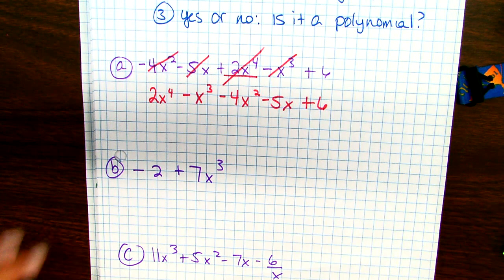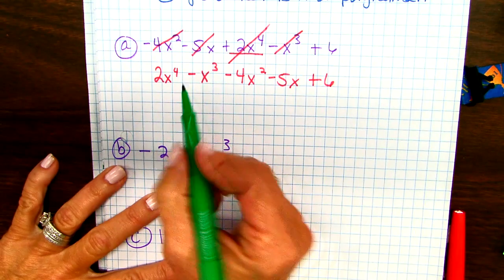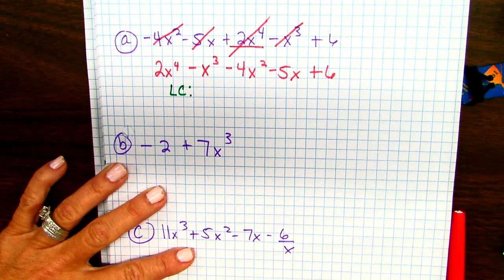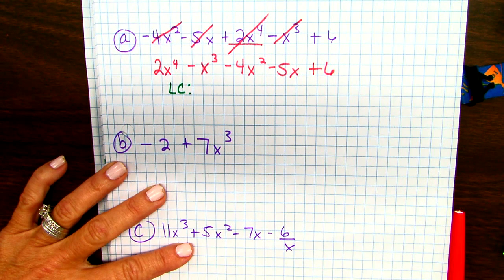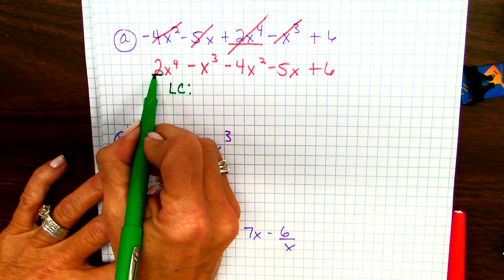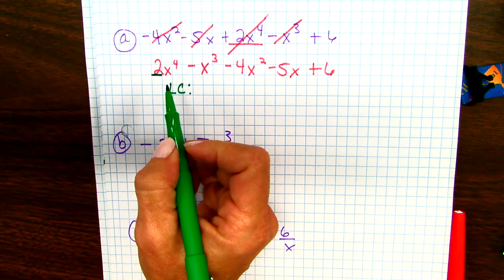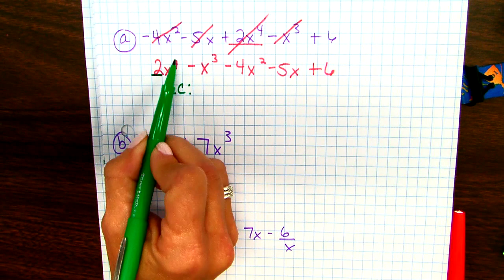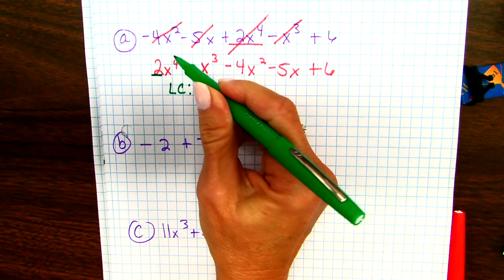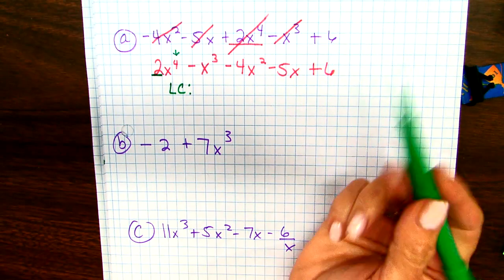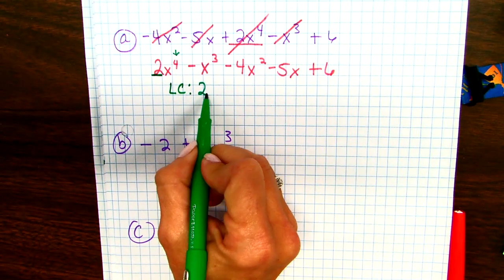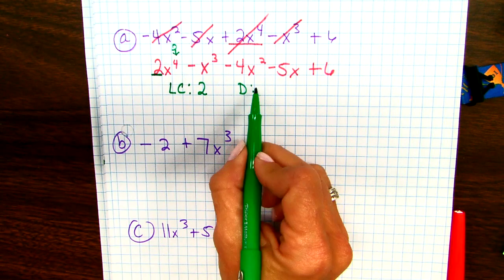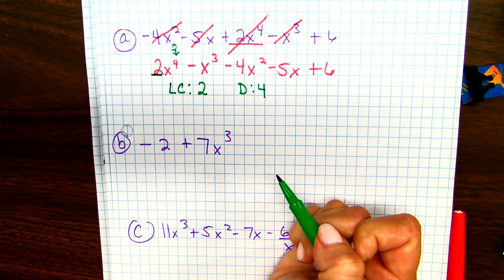Now, let's go through all the different questions. And you can use my abbreviations if you want to. What would the leading coefficient be? 2. It's the number, let me read it back to you. The number in front of the term containing the degree. This is the term that contains our degree, which is kind of answering the next question. The leading coefficient is 2. My degree would be 4.